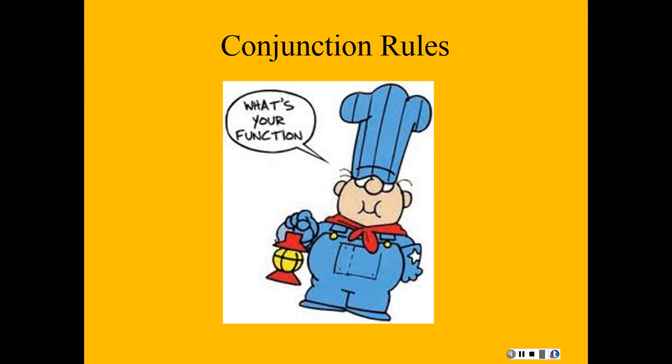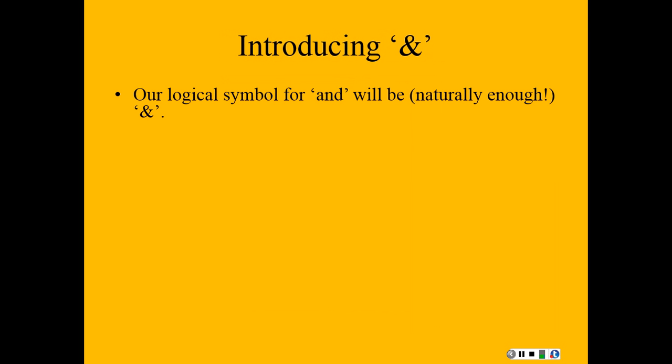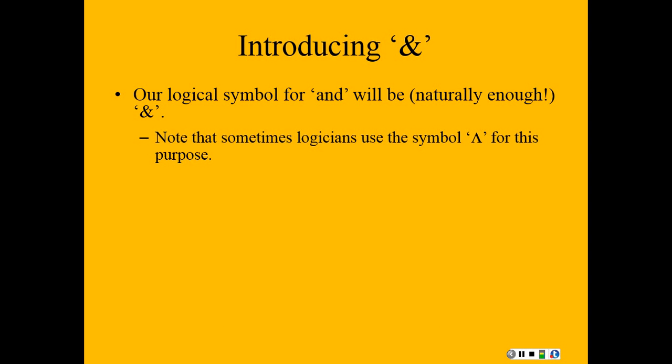In this lecture, I want to introduce you to our symbol for the conjunction "and" and the rules accompanying that symbol. So our symbol for the conjunction "and" will be, naturally enough, the ampersand sign. That's pretty intuitive and straightforward. Less intuitively and less straightforwardly, sometimes logicians will use this upside down V symbol for that purpose, but that's not how we're going to do things in this course. I just wanted to make you aware of that fact in case you ever see things written that way.